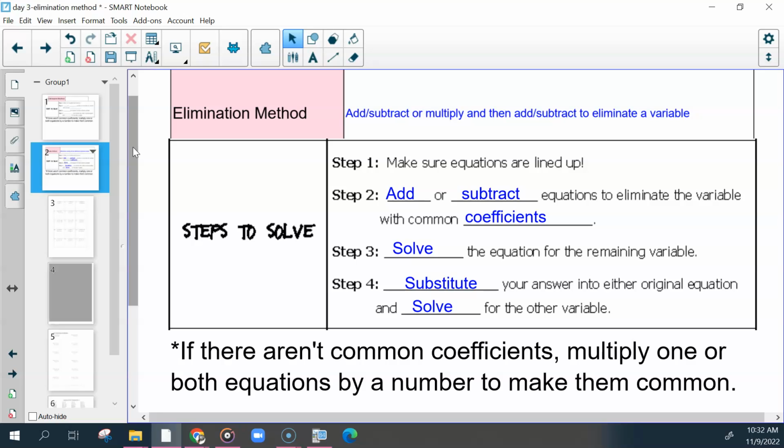Step 1, make sure the equations are lined up. Step 2, add or subtract the equations to eliminate the variable with common coefficients, the number in front of the variable. And then step 3, solve the equation for the remaining variable. Step 4, substitute your answer into either original equation and solve for the other variable. So step 3 and 4 are very similar to your substitution method, where after you get one of the answers, you put it back into another equation and figure out the other answer. But the original part, the step 1, step 2, those are different.